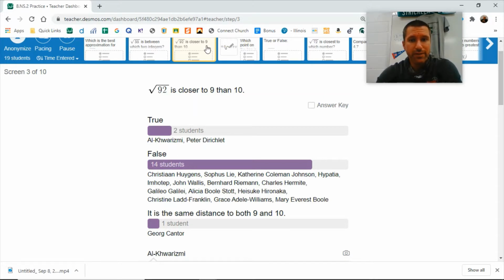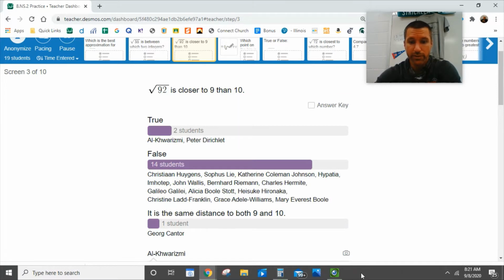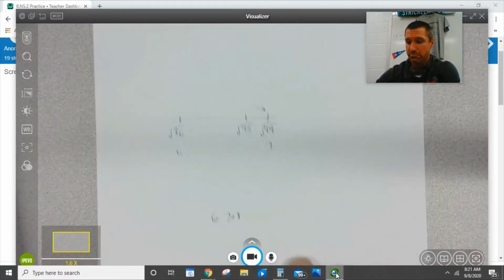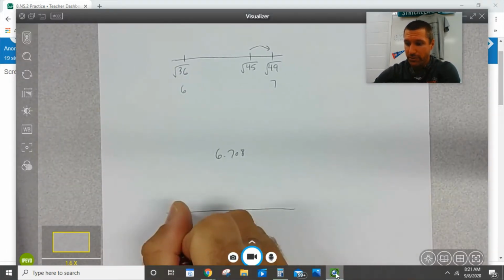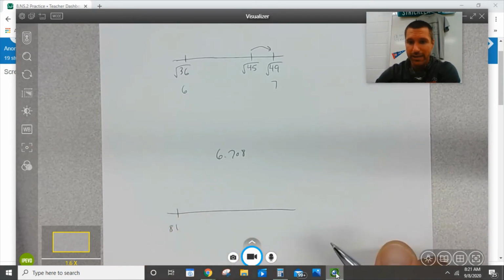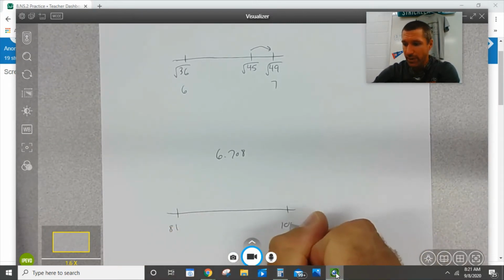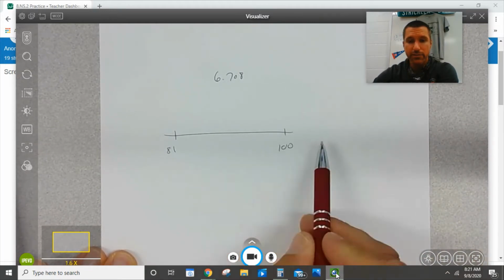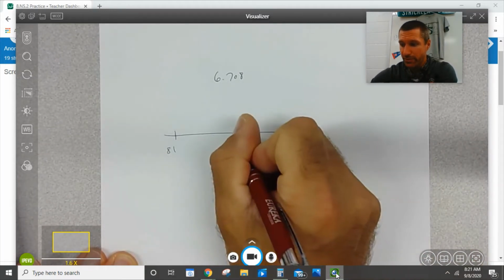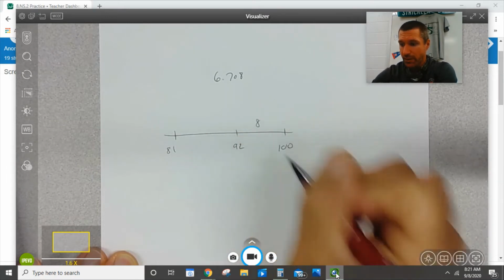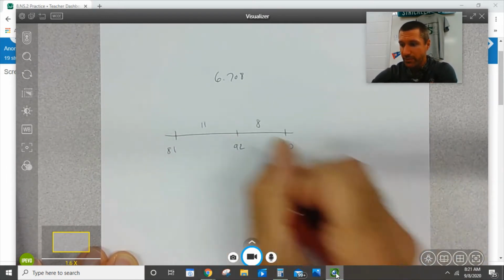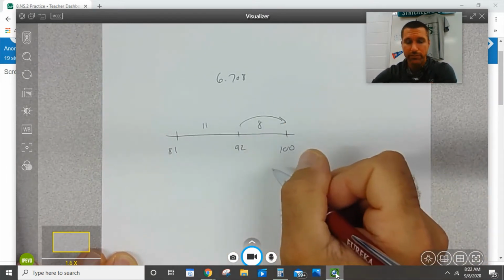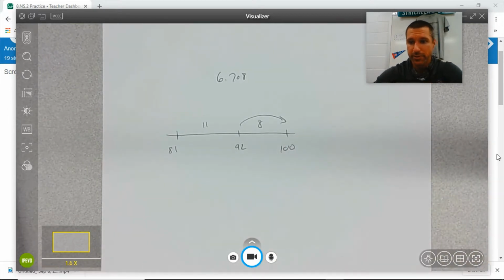Radical 92 is closer to 9 than 10, so you'd want to take the same approach that I just did with number 1 and simply draw a number line. Look at the 2 perfect squares that 92 is in between, so that would be 81 and 100. Okay, and then where would you place 92? Well, it's 8 away from 100, and it's 11 away from 81, so it is definitely closer to 100. Okay, so let's make your decision.